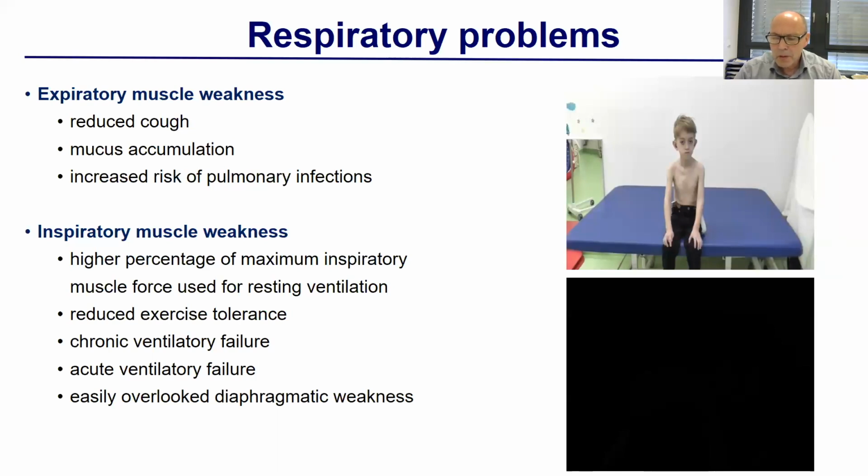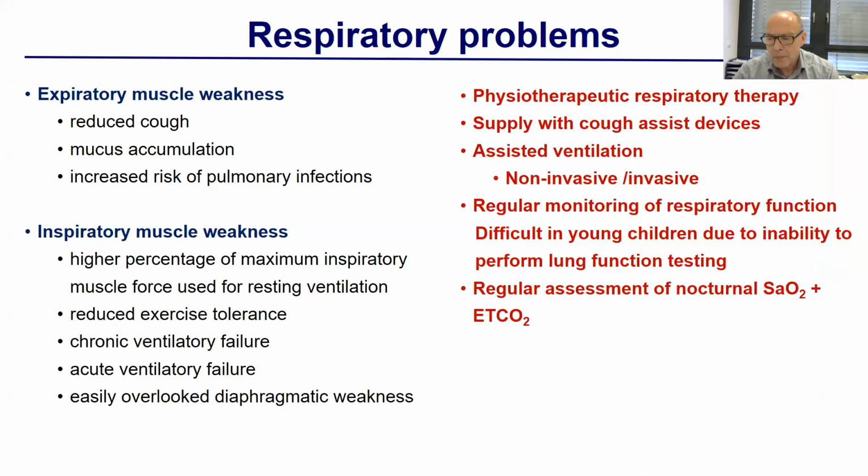And the problem in children is that it is difficult to assess lung function, because the patients are too young, or the facial muscles are too weak to perform the classical respiratory function tests like the determination of vital capacity or inspiratory muscle force. So what we have to take care of to treat the respiratory situation, and what we need, is a physiotherapeutic respiratory therapy for these patients. What every child should have is a supply with a cough assist device to allow a better coughing.